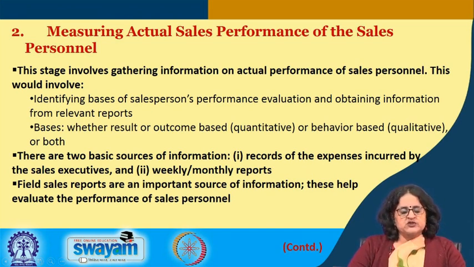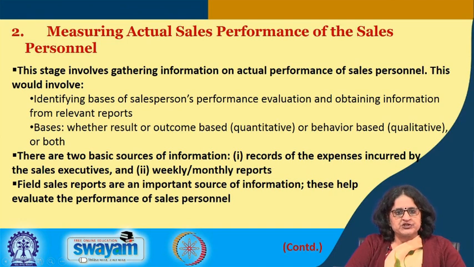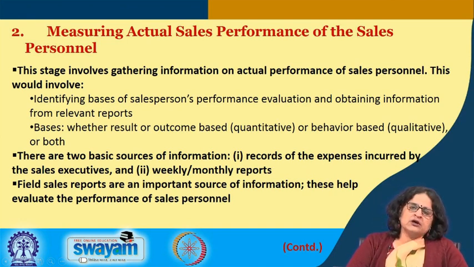Now, the two basic sources of information here, one is the records of expenses and the second would be the weekly and the monthly reports, which would be prepared by the sales team and the sales personnel and reported to the branch and to the region or to the zone. So there are two basic sources of information which will be used to measure the actual sales performance of the sales personnel, and this would actually contain both quantitative and qualitative measures.